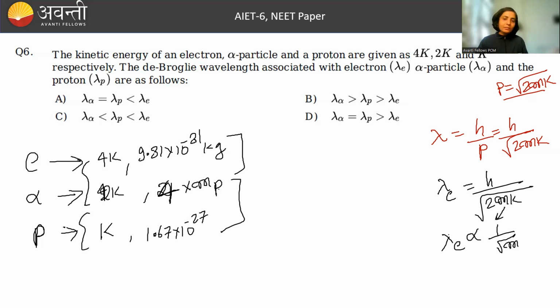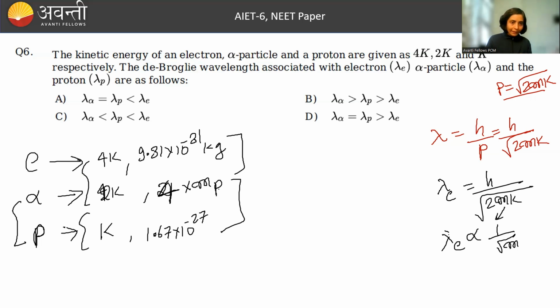So its mass is 10 to the power 4 times smaller, so its de Broglie wavelength will be much, much higher than that of alpha particle and that of proton. So सबसे ज़्यादा de Broglie wavelength will be for what? For electron. Done. So lambda E has to be highest. One relation we got. Now, what about alpha particle and P?